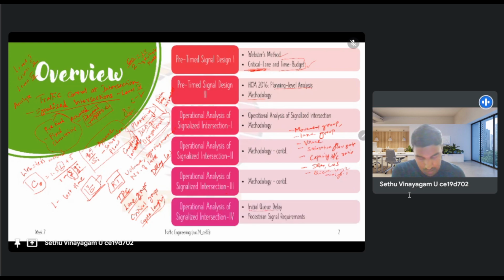And finally, in the final lecture, we looked at how to analyze the queue length and the delay caused because of the initial queue that is present. And then finally, we also looked at pedestrian signals, right? Remember that pedestrians will also be using the roads, so the intersections will help them cross the intersections when there is no conflicting traffic moving. For example, when vehicles are moving in the north south direction, pedestrians can also cross in the north south direction, right?